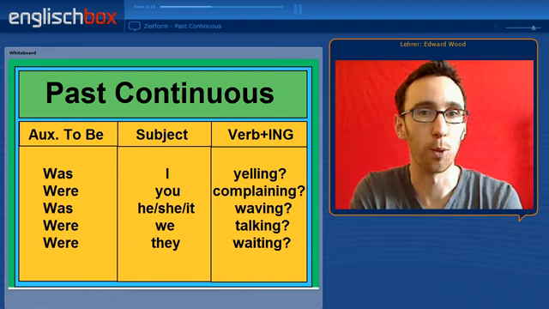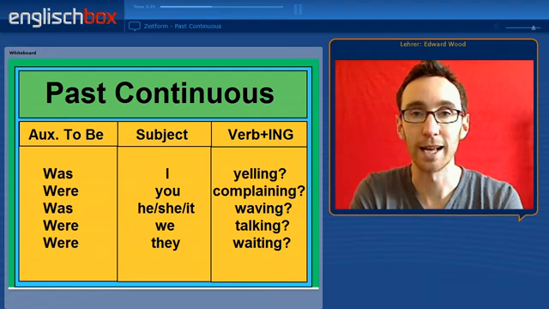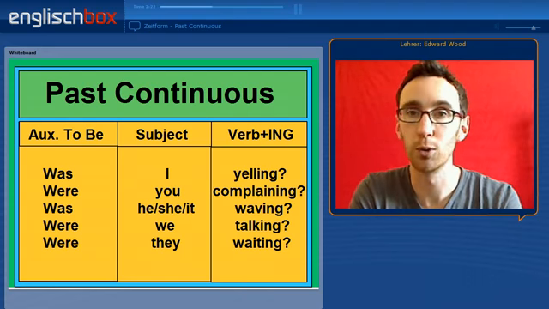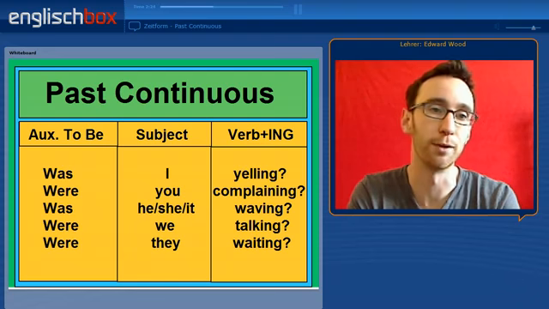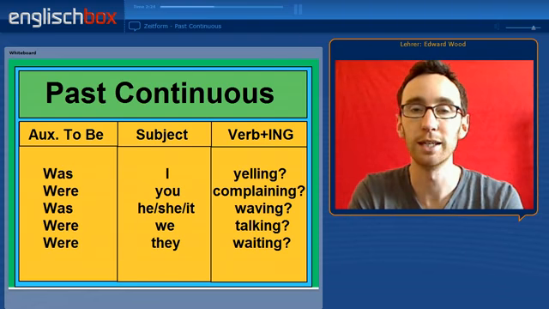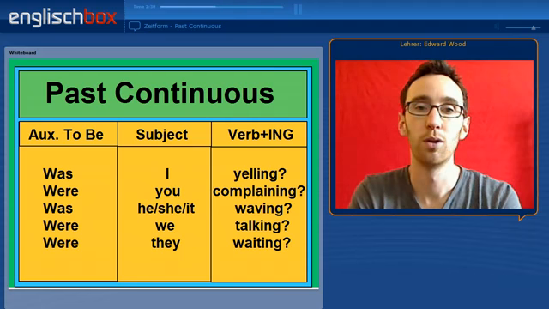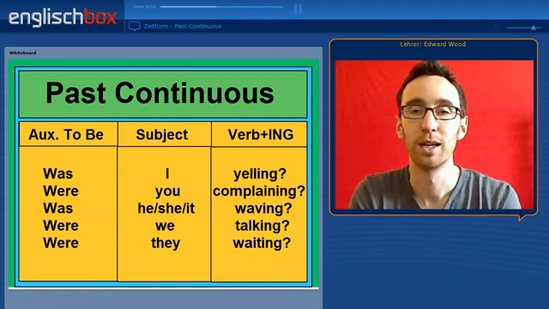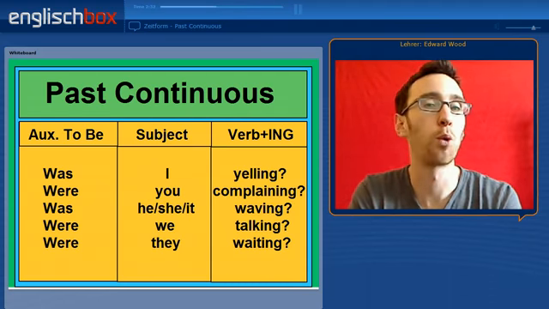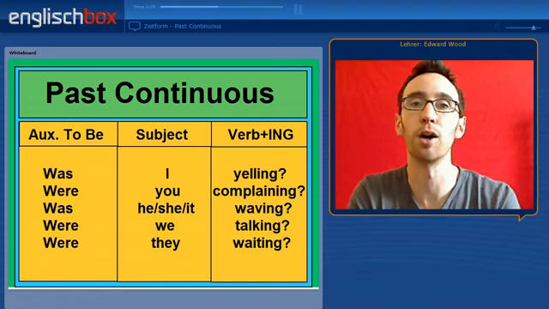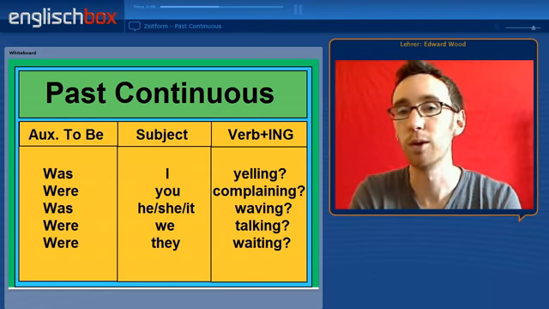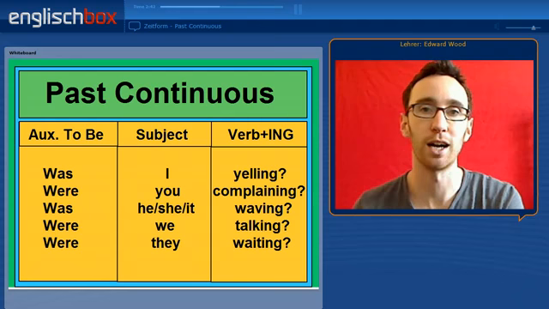How about to form a question? For a yes-no question or a closed question, all you have to do is invert the auxiliary verb to be and the subject. Was I yelling, for example, or were you complaining? For an open question, you put the question word before the auxiliary. Why were you complaining, for example?